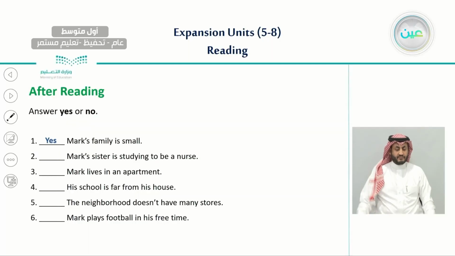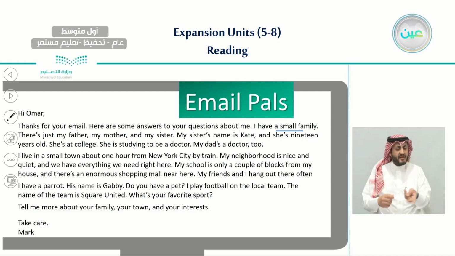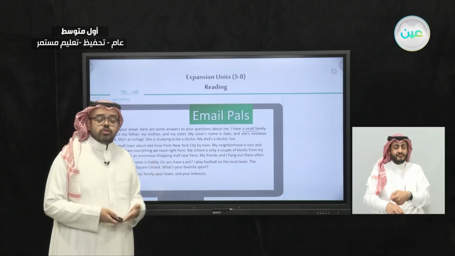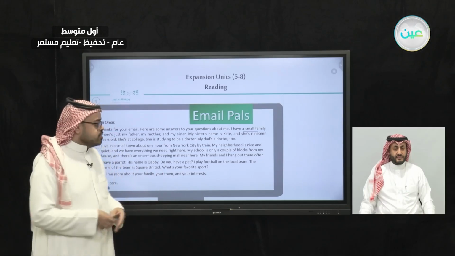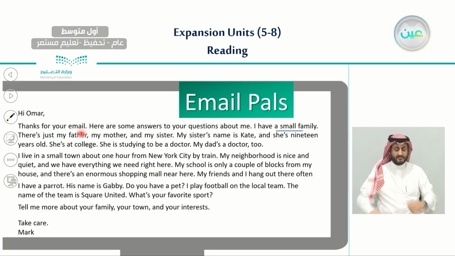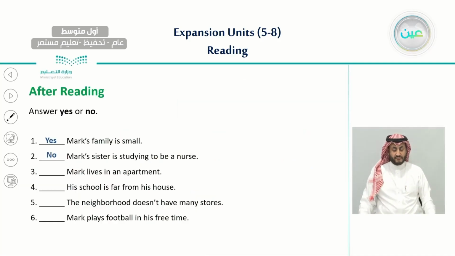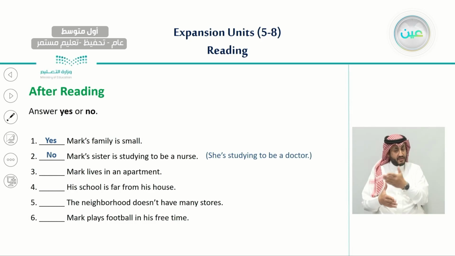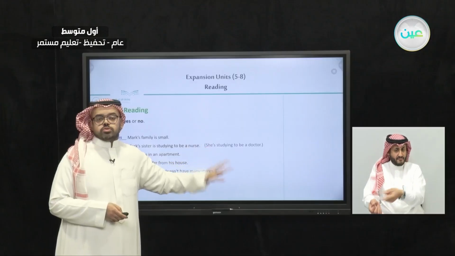What about the second one? Mark's sister is studying to be a nurse. We'll go back to the text and scan it as well to find out if she is studying to be a nurse. So here we go. Here he talks about his father, his mother, and his sister. His sister's name is Kate. She's 19 years old. She's at college and she's studying to be a doctor, not a nurse. So we go back and we write no. Mark's sister is not studying to be a nurse. She's studying to be a doctor. This is the answer of number 2.